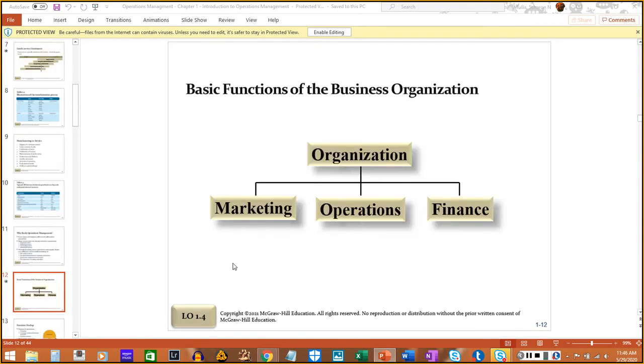All right, so as mentioned before, every aspect of business affects or is affected by operations management. As you can see, the three basic functions of a business organization are marketing, operations, and finance. Parker, what do you think marketing refers to? What function do you think they play?